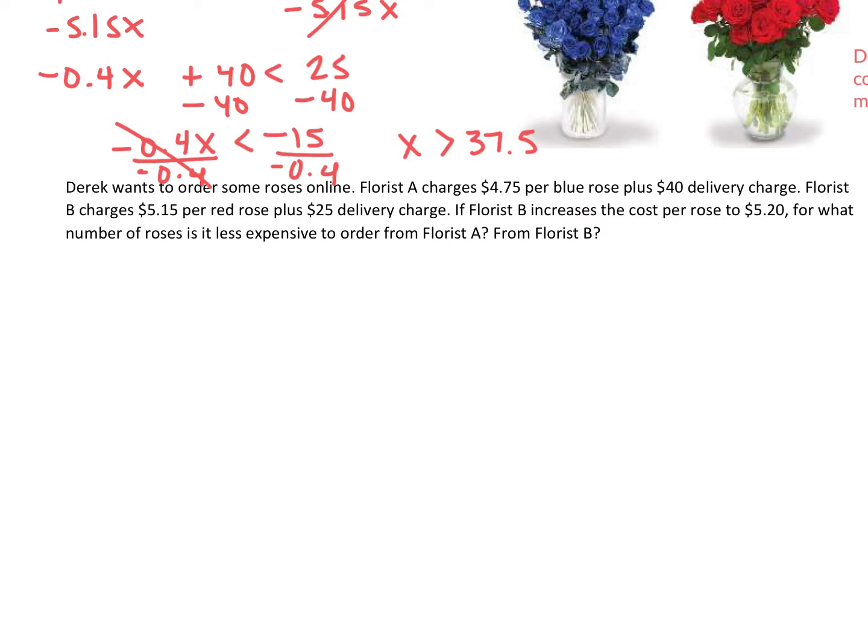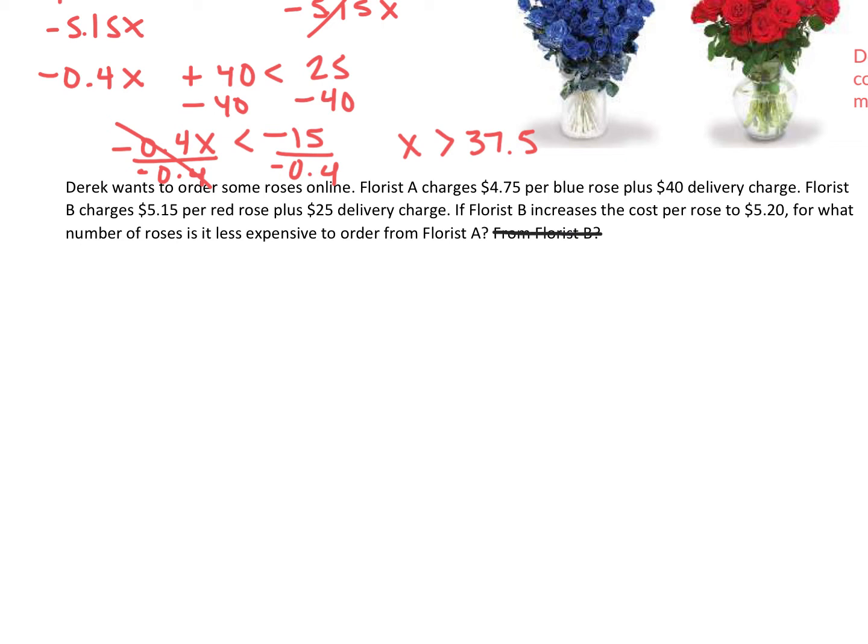Okay, we have a follow-up question to answer. Derek still wants to order some roses online. Florist A charges $4.75 per blue rose plus a $40 delivery charge. So that information has not changed. Florist B charges $5.15 per red rose plus a $25 delivery charge. I guess that information is the same, but here's where we have some changes. If florist B increases the cost per rose to $5.20, so they went from $5.15 to $5.20, so a 5-cent increase. For what number of roses is it less expensive to order from florist A? And they also want us to do from florist B, but we'll just cross that off.